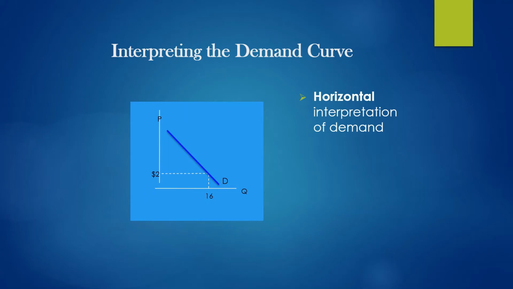When the price is $2, which is given, then at that price the demand curve will give you the quantity demanded equal to 16. And when the price increases again from $2 to $4, which is also given, then we can determine the demand by using the demand curve, which is 8.